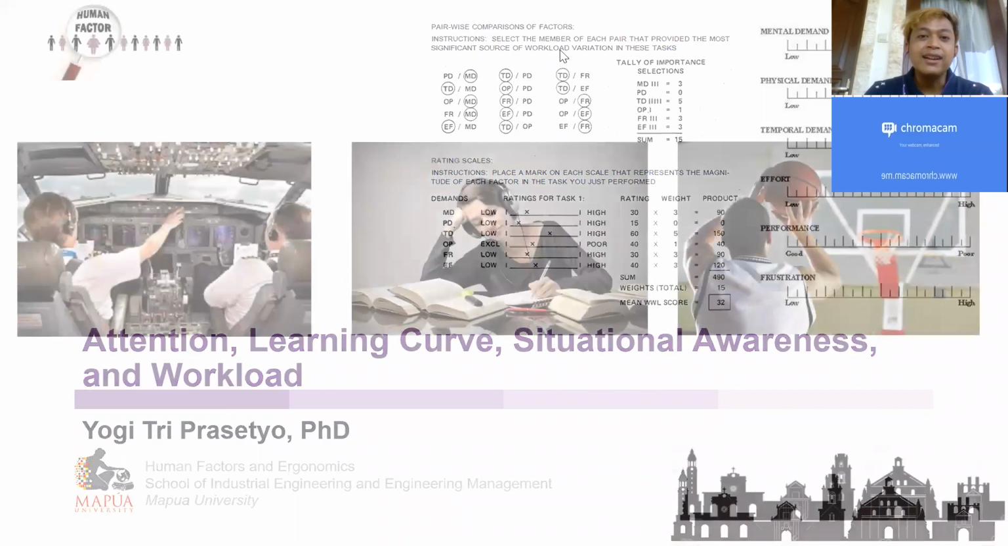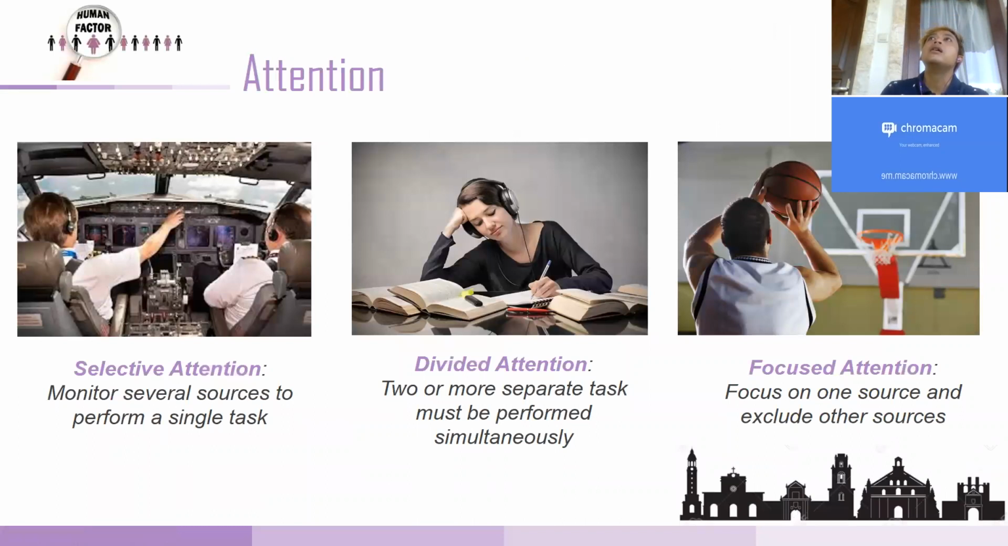Okay, so basically, when we talk about attention, there are three types of attention: selective attention, divided attention, and focused attention. Selective attention is when you monitor several different sources of information, and after that you perform one single task. For instance, a pilot monitors several different indicators, and after that the pilot performs one single task. So that's selective attention. You select the attention. So that's the idea.